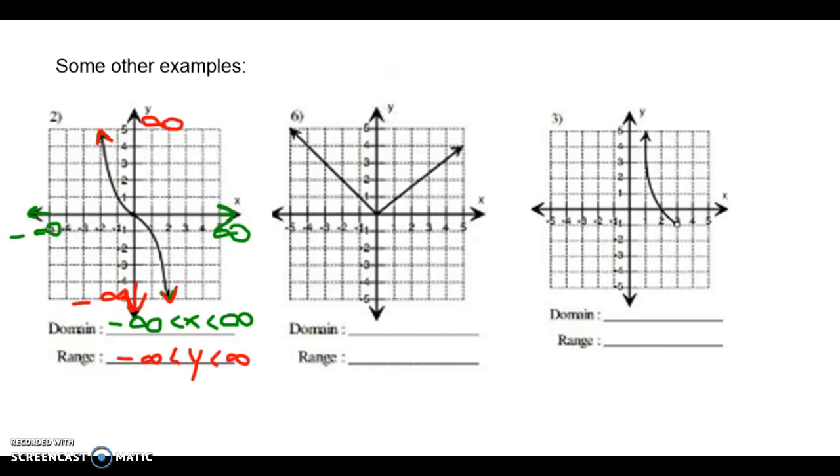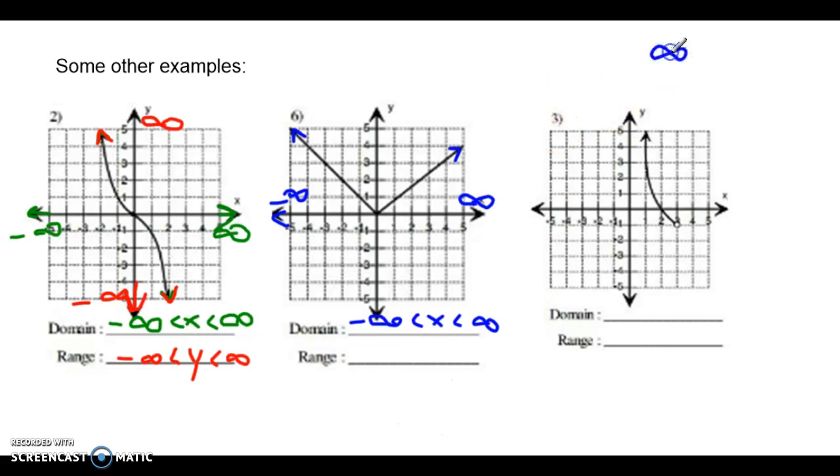So this one is identical to the other one in that we have an arrow going left to negative infinity, and an arrow going right to positive infinity. So our domain is actually the same for both of these, because both of these have an arrow left and an arrow right. So our domain is still going to be negative infinity less than x less than infinity. And let's just write this up here.